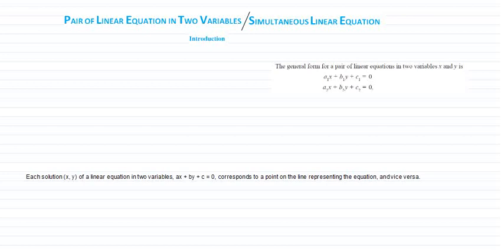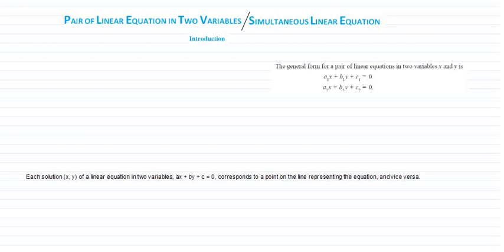Let's start with one of the topics of class 10th or class 9th. In class 10 CBSE the topic is pair of linear equations in two variables, whereas in ICSE class 9 it is simultaneous linear equations. Pair means we have two equations, and linear equations means the highest power of the variable is 1.